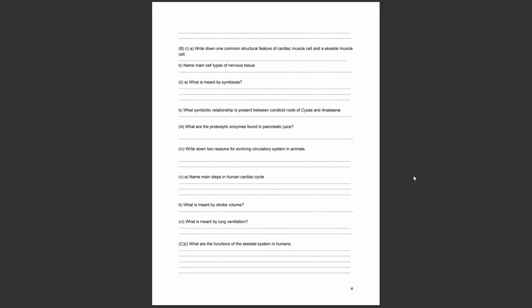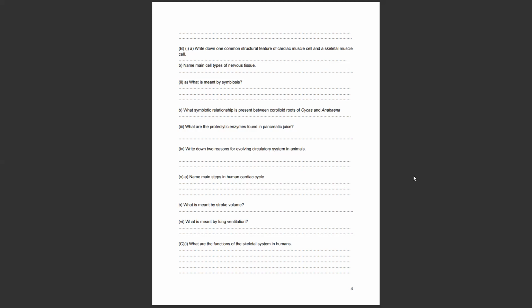Part B, Roman number 1, Part A. Write down one common structural feature of cardiac muscle cell and skeletal muscle cell. Sarcomere present. Presence of striations. 1 mark. Name main cell types of nervous tissue: neurons and glial cells. 2 marks.